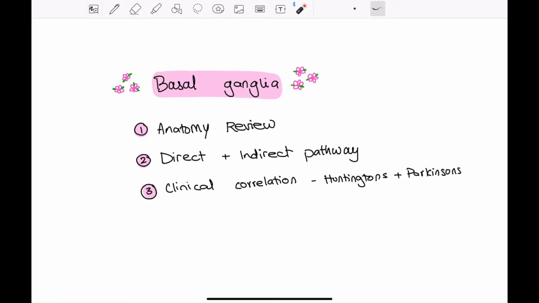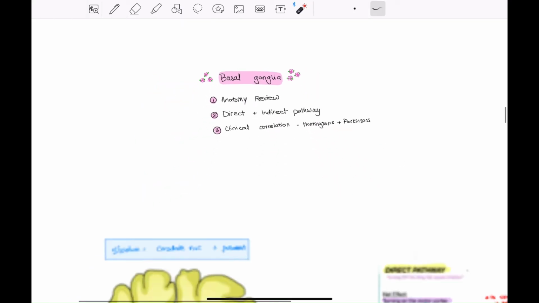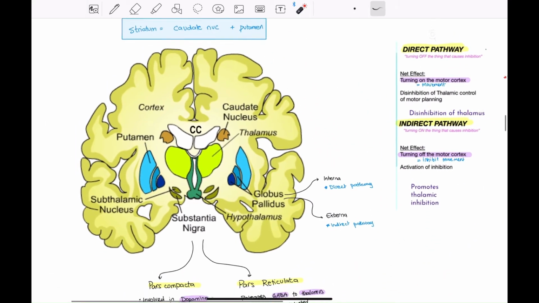So first we're going to start with a quick anatomy review, then we're going to talk about the direct versus indirect pathway, and finally we're going to be talking about the clinical correlation between Huntington's and Parkinson's disease. So first let's start with anatomy.